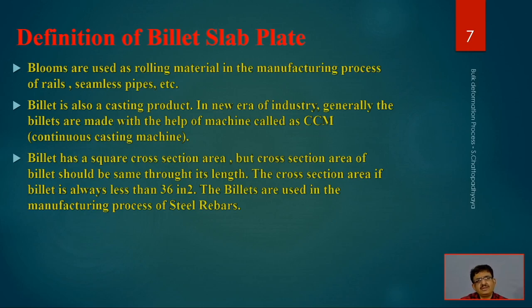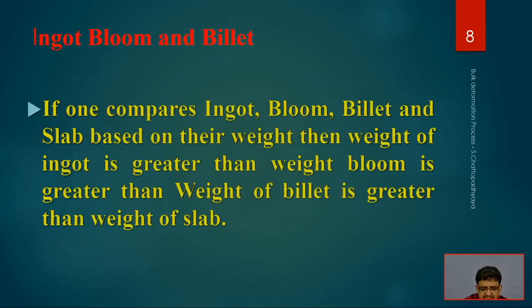Then billet is also a casting product, which comes out of the continuous casting line, generally from the CCM, continuous casting machines. And billet has a square cross section, but the cross section area of the billet should be the same, and it has some standard dimension, like 36 square inch of area for the square section, and they are used in the manufacturing process of steel rebars and all sorts of varieties.